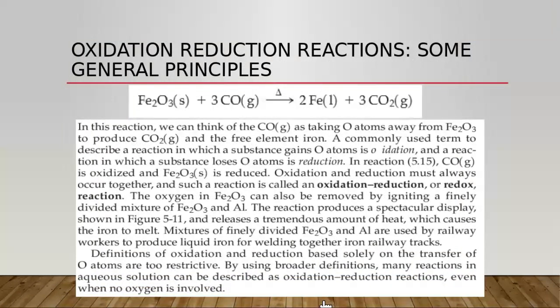Oxidation reduction reactions, some general principles we have. This is actually important. For example, here iron trioxide solid and carbon monoxide gas give us liquid iron and carbon dioxide. In which situation does this reaction happen? With the temperature. If you write anything above the arrow, that means the condition of the reaction. The condition of the reaction tells us that.